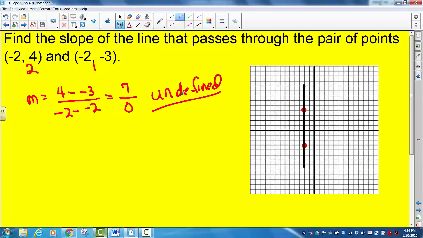Okay, and if you want to know how to prove that, you can get with me and I'll show you. But division by 0 is undefined. When 0 is on the top, the answer is 0. When 0 is on the bottom in the denominator, then that means it's undefined. So this is an undefined slope. A vertical line has undefined slope. A horizontal line has 0 slope.